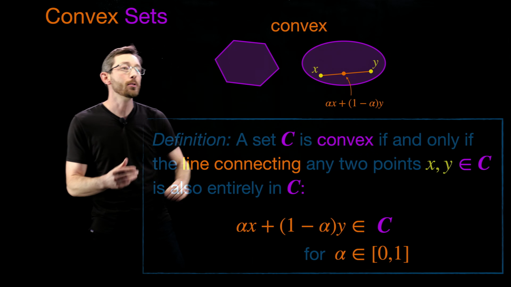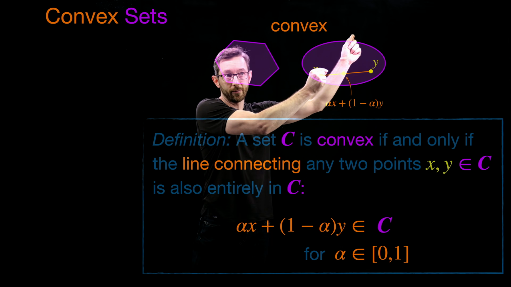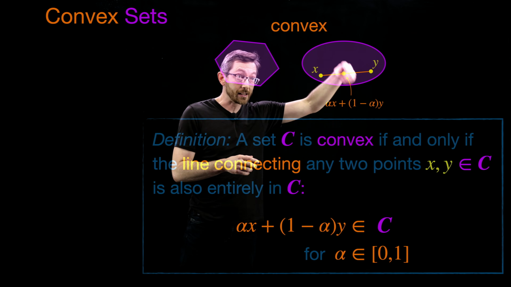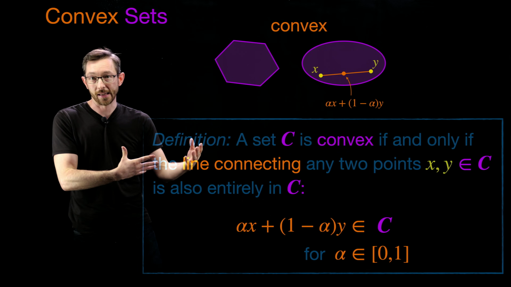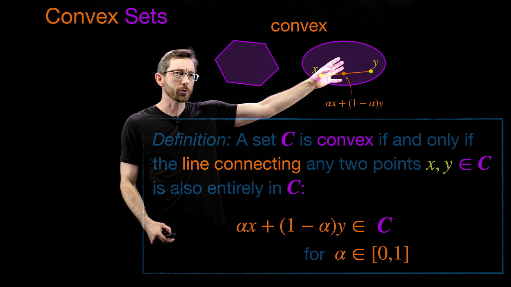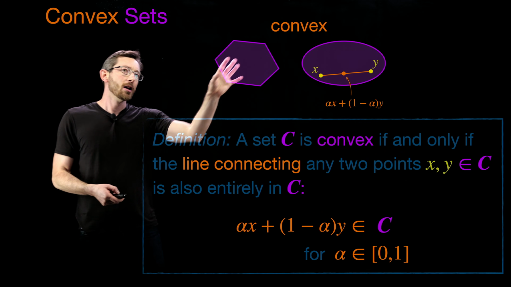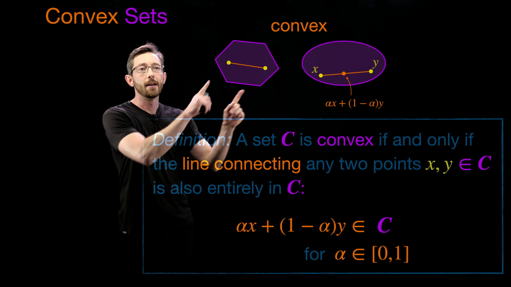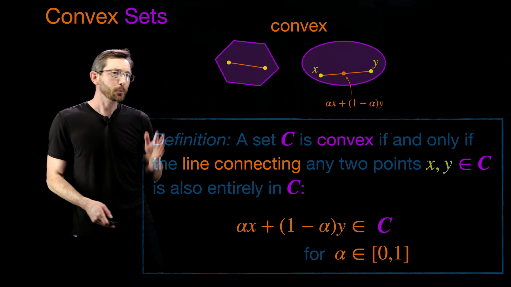And that has to be true for every single pair of points I could pick in this set, including on the boundaries. For every pair of points I can pick, the line segment connecting them has to be in the set. That's clearly true for this oval. You can verify that just intuitively in your mind. It's also true for this hexagon. Any two points, the line segment connecting them is also in the set.